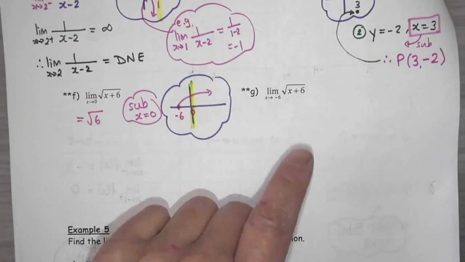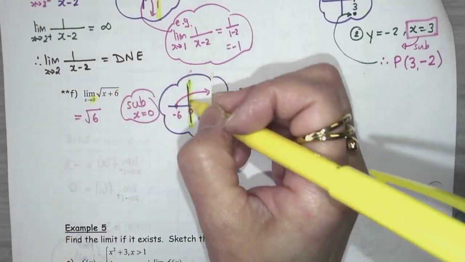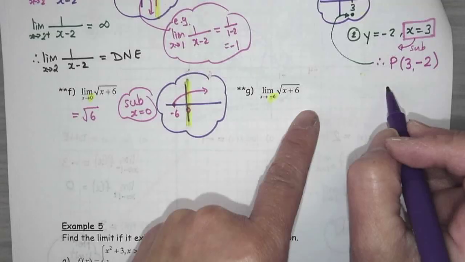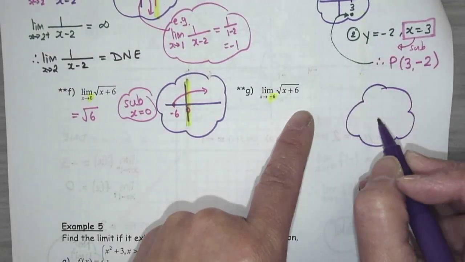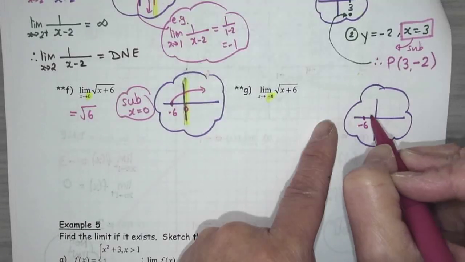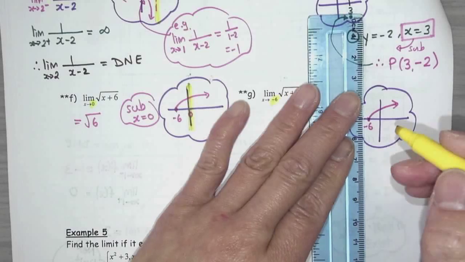What happens if, same question, but I changed this? So this one goes to 0, which is that line. This one's going to go to -6. So then, okay, again, same idea. And this is the starting point at -6 heading this way. And what we're looking at is this.